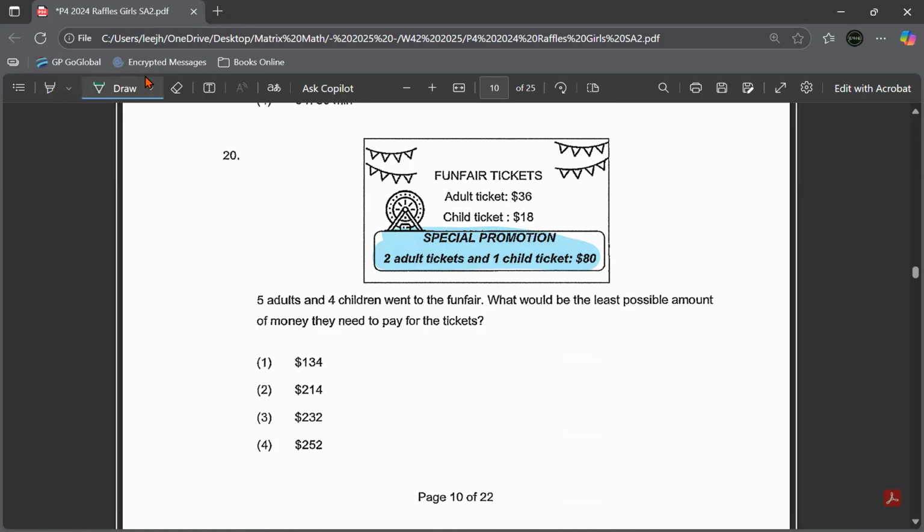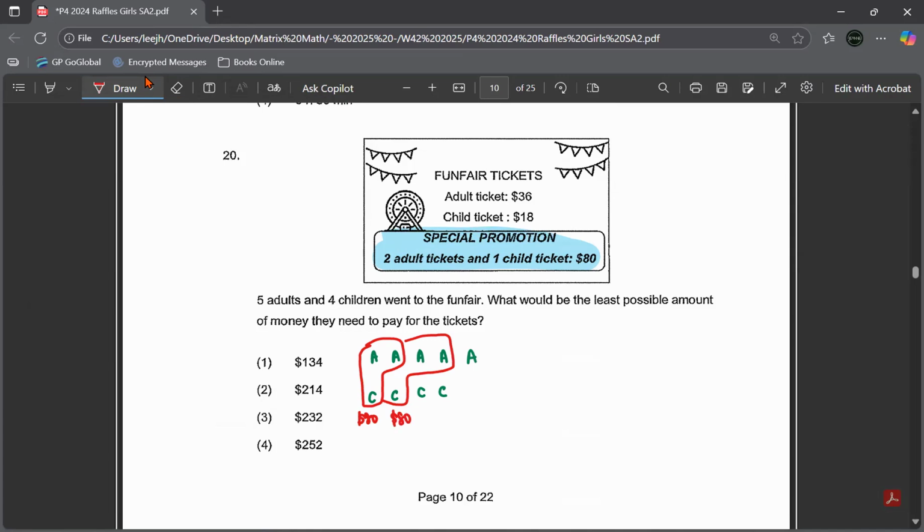So now I have 5 adults and 4 children, right? You can actually write this down: 5 A's, 4 children. Every 2 adults and 1 child ticket is $80. So let's see how many groups of this special promotion price I can get. 2 adults, 1 child. 2 adults, 1 child. This is 80 already. Another 2 adults and 1 child.